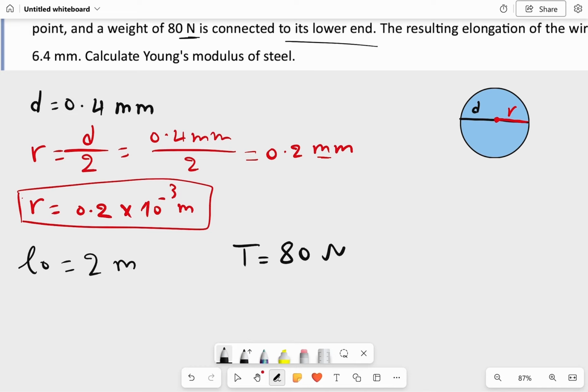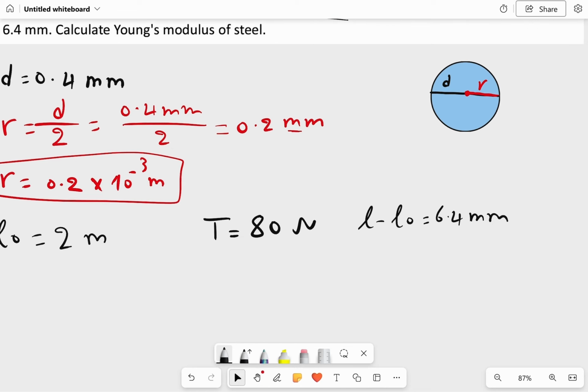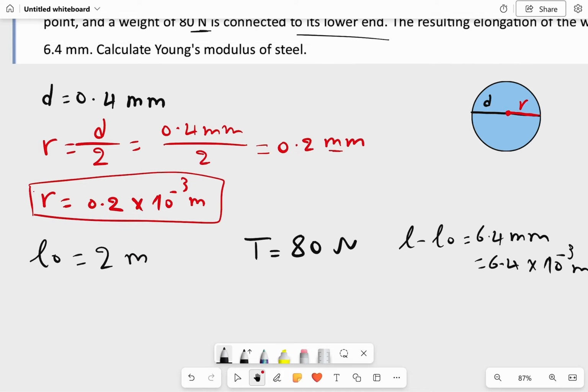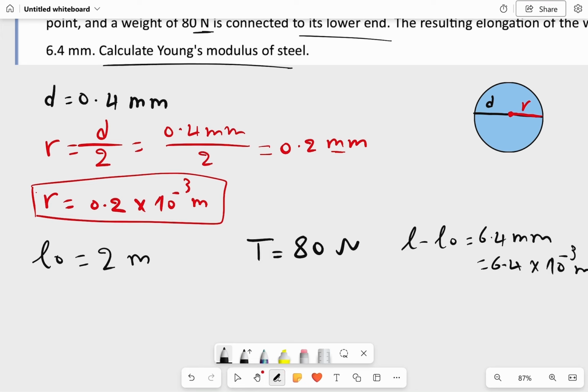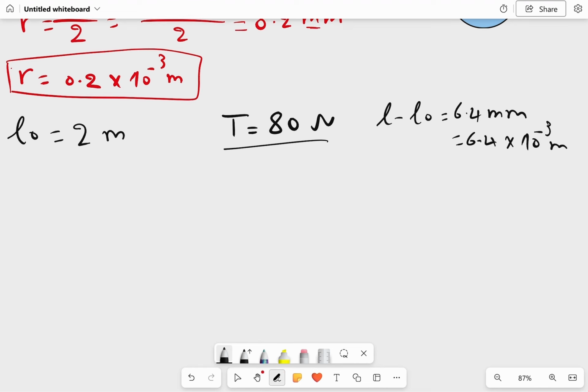The resulting elongation is 6.4 millimeter. And guess what? You'll change it to meter: 6.4 times 10 to the power of minus 3 meter. Guys, it says calculate Young's modulus. You can do this in two ways. First, find stress, which is tension over area, and you have radius, so find area. Or you can basically plug in all the values in Young's modulus.